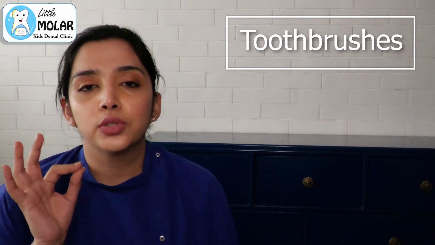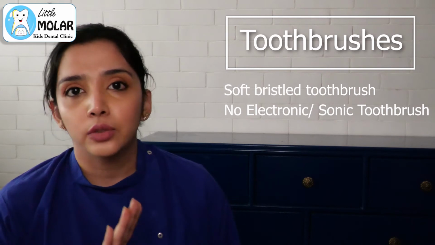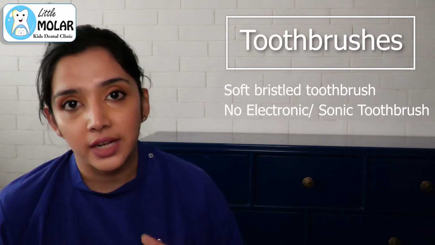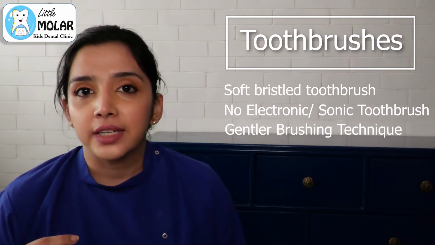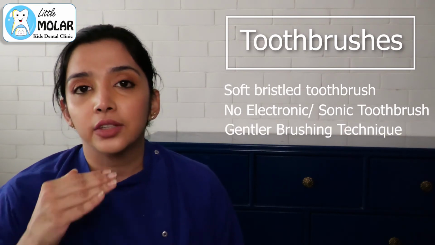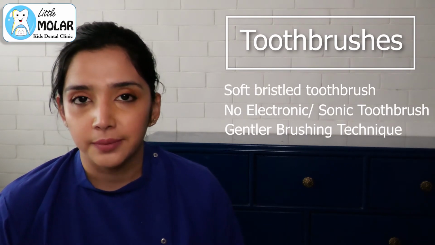Now, toothbrushes. First thing to take care of is to use soft-bristled toothbrushes. No electronic, no digital, no sonic toothbrushes, especially if the child is experiencing high sensitivity. And use a gentler but effective brushing technique so that the tooth gets clean but there is no further damage to the already softened enamel.